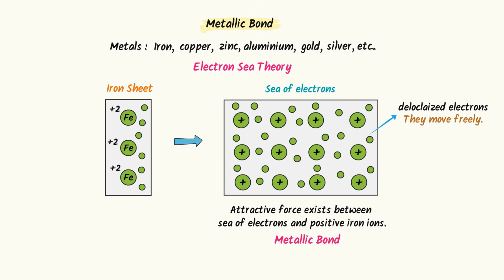In simple words, metallic bond means when metal atoms lose their outermost electrons to form a sea of electrons, then the force of attraction between metal ions and the sea of electrons keeps all the atoms together. This type of chemical bond is called metallic bond. Hence note down this basic concept of metallic bond.